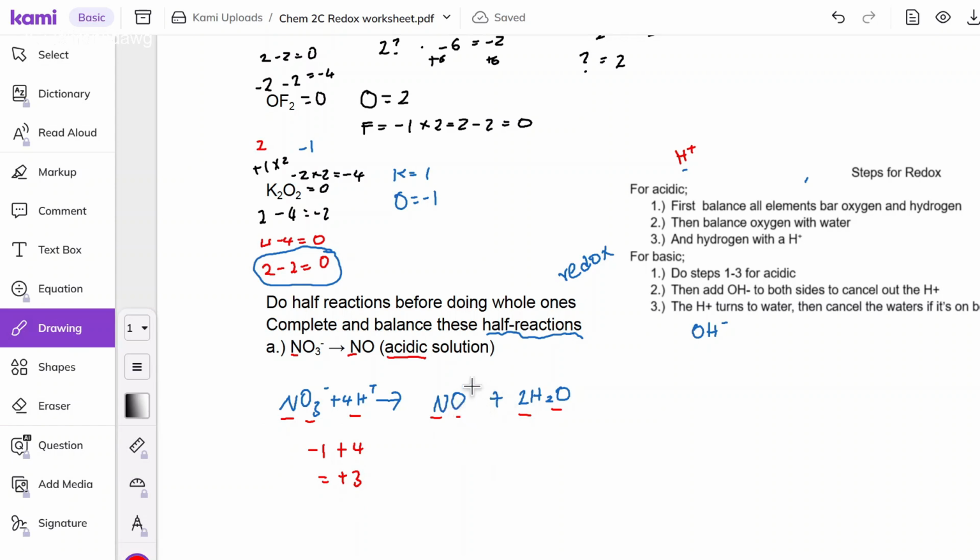And over here we have no charges on top of any of the elements. Water is neutral, and that's neutral too, so it just has a charge of 0. So right here, the charges are unbalanced because over here it's a +3, and over here is a 0.